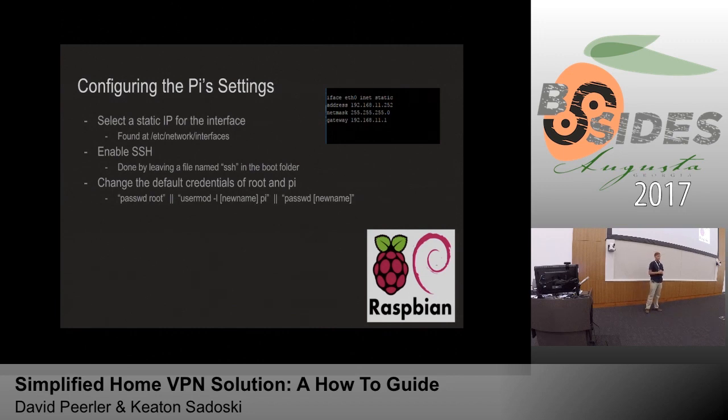Next up, we're going to enable SSH. Raspbian is really cool when it comes to this. All you have to do is drop a file named SSH into the bootloader folder, and it handles the rest for you. You launch the Pi, and it has SSH already initialized. And then lastly, we're going to change the default credentials for Pi and root, because if someone is scanning the ports and they find 22 is open for SSH, and they guess the default credentials and they get in, what good is your VPN server if it's not even yours?